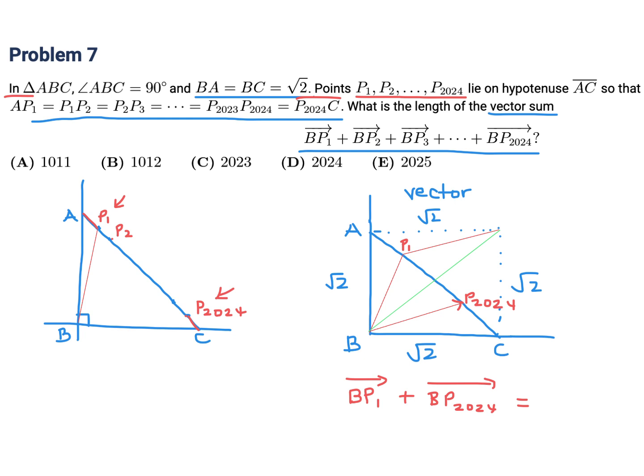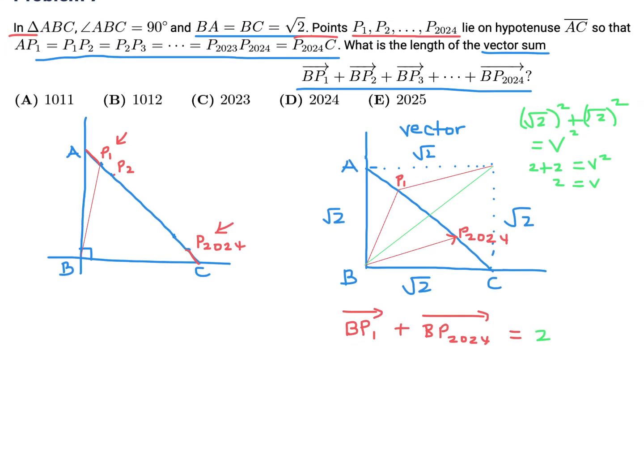And how do I figure out the green line? Well, that's just Pythagoras. You've got root 2 squared plus root 2 squared is equal to that green line squared, which is, I'll just use V for vector. And that's going to be 2 plus 2 is equal to V squared. So that means V squared would be 4, so V is 2.